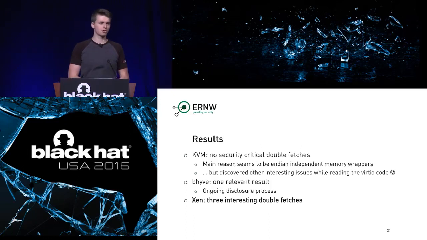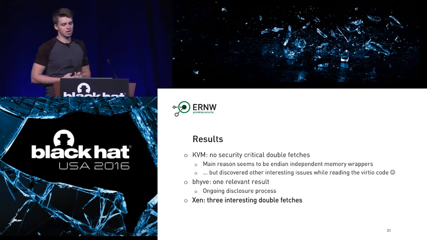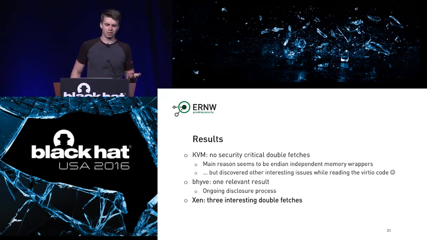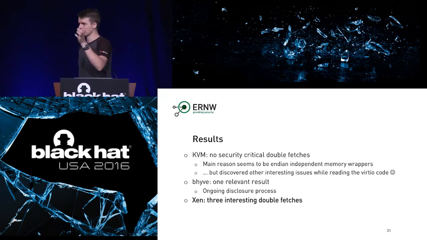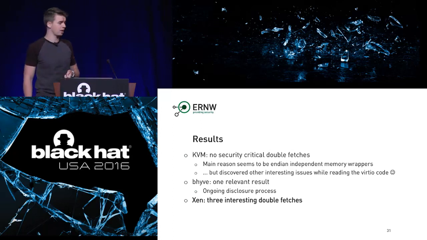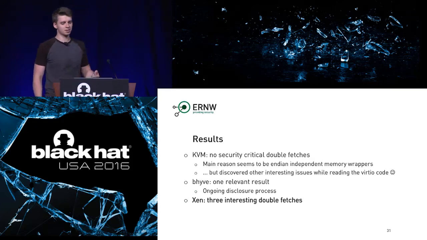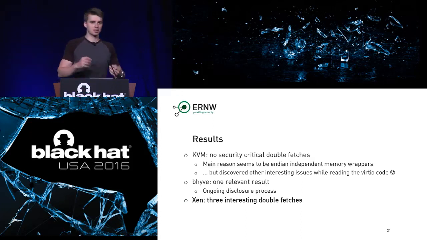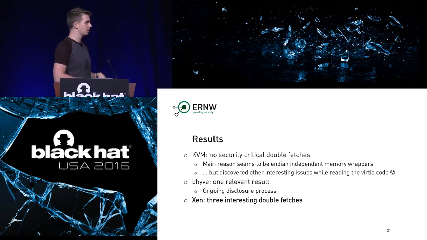So I tested it on three different hypervisors. The first results for KVM were disappointing, because you don't find any security-critical double fetches in the back end. The main reason for this seems to be that virtio, the paravirtualized device mechanism used by KVM, is actually endian independent. So they support a guest operating system that's big endian while the host system is little endian. So every time they access the guest memory, they have these small access wrappers that basically just decide on the endianness. And of course, it's much harder to introduce double fetches if you have these endianness wrappers.